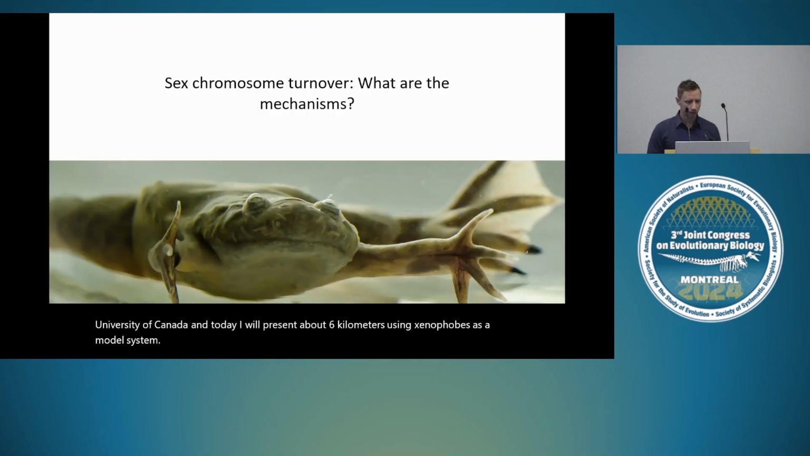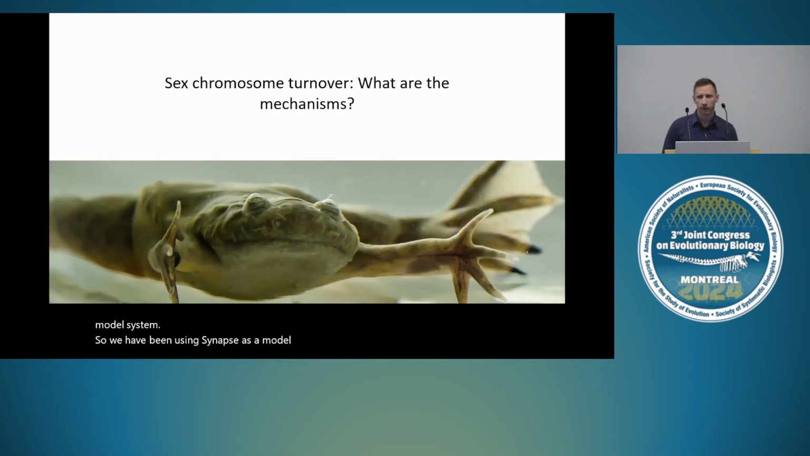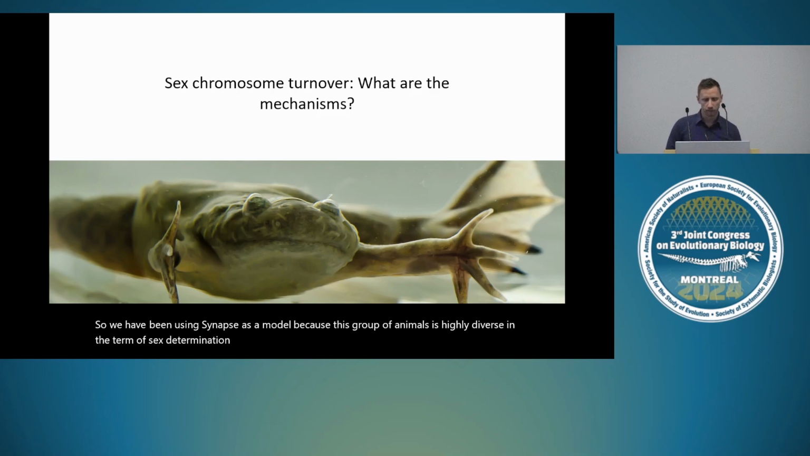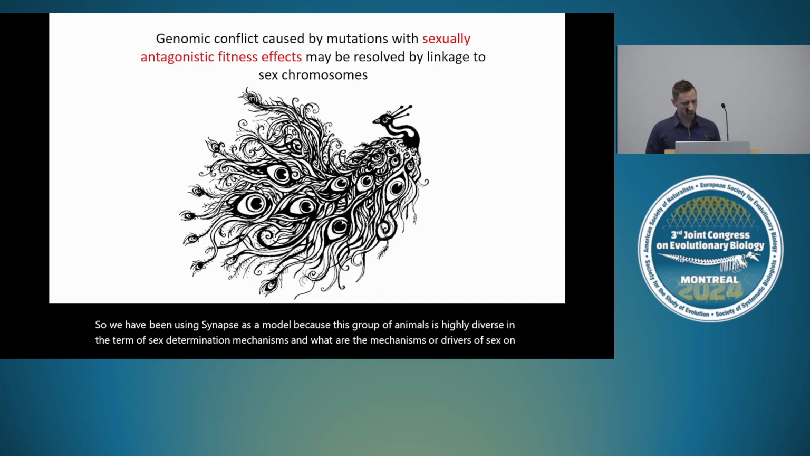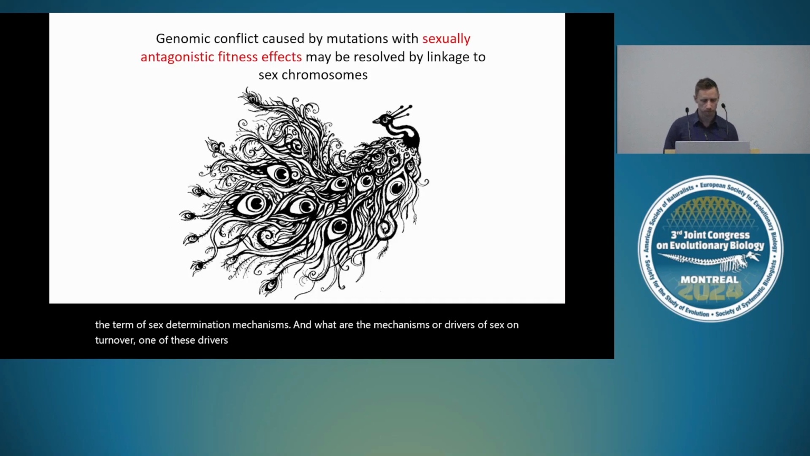So, we have been using Xenopus as a model because this group of animals is highly diverse in terms of sex determination mechanisms. And what are the mechanisms or drivers of sex chromosome turnover? One of these drivers is sexual antagonism. Sexually antagonistic mutations can be beneficial for one sex, but harmful for another.